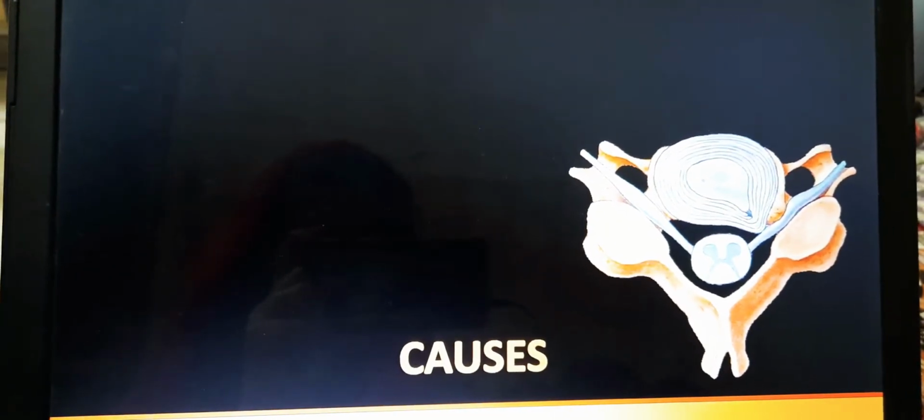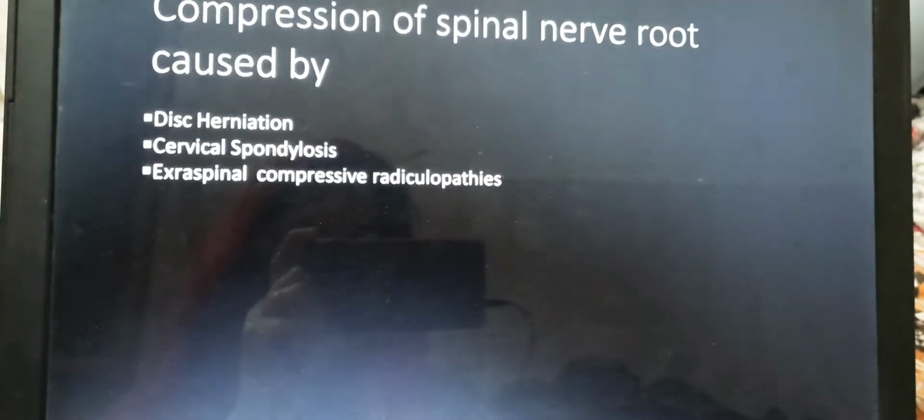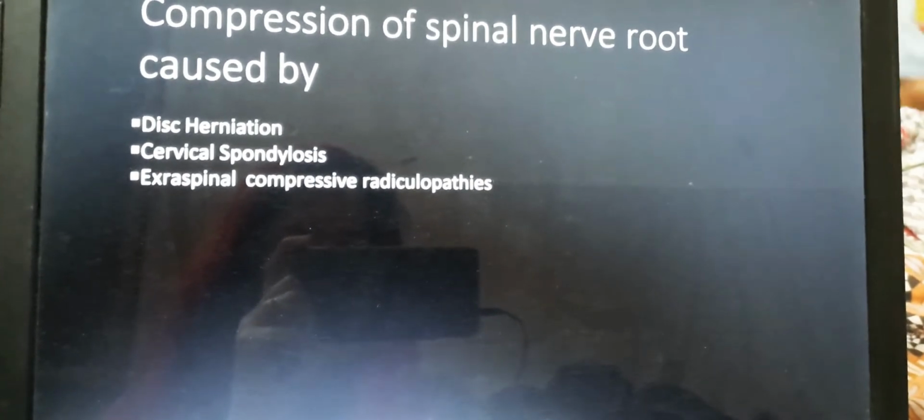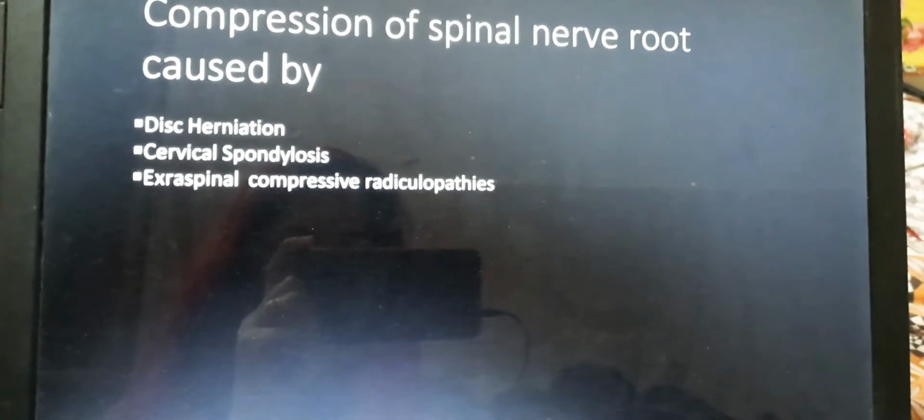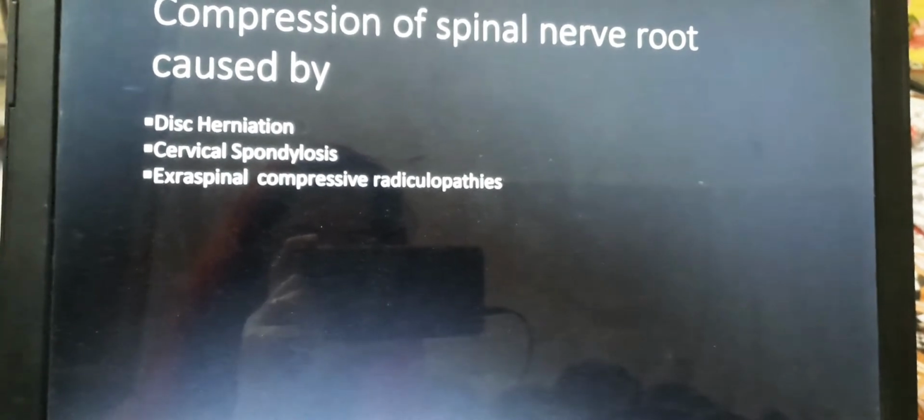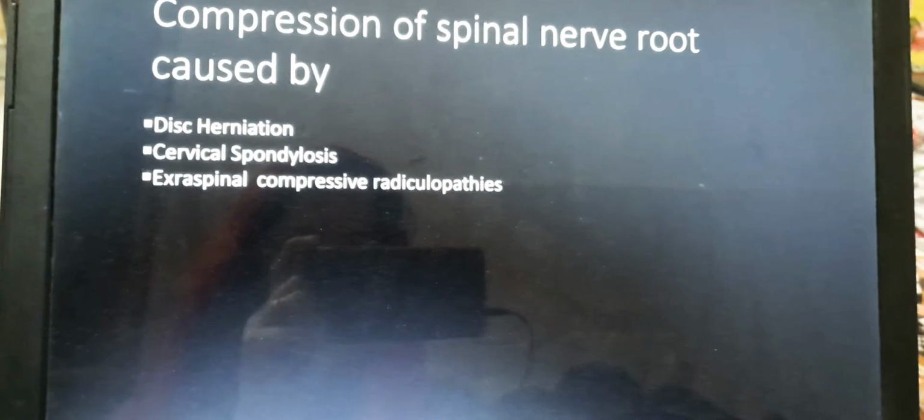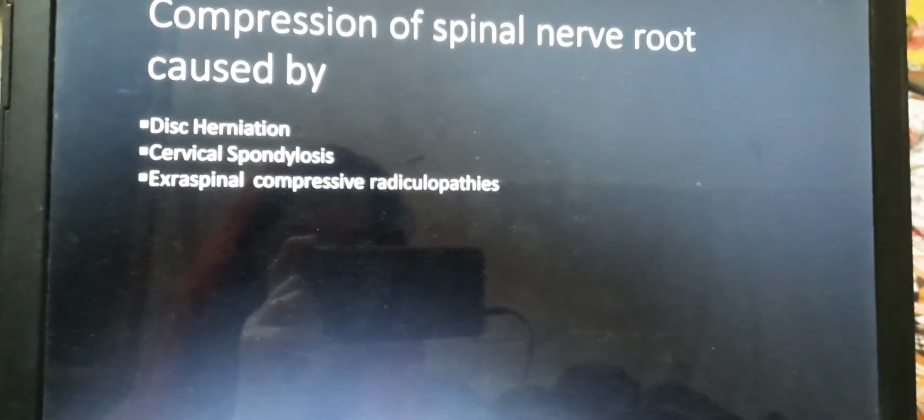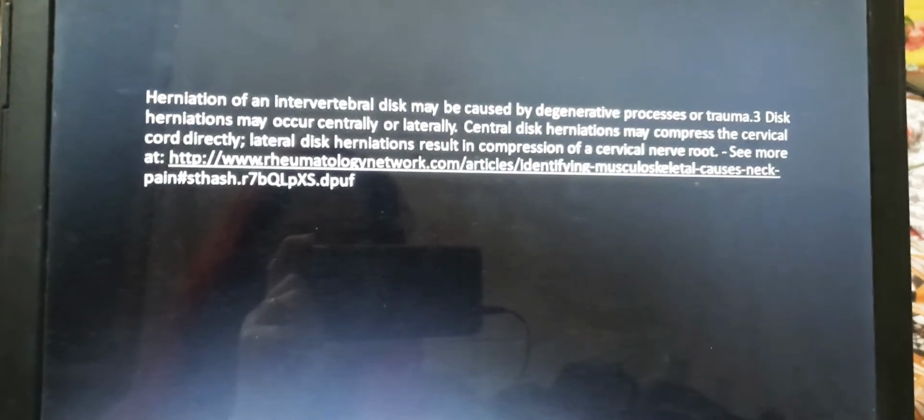What are the causes of cervical radiculopathy? Basically, it is caused by the compression of a spinal nerve root caused by disc herniation, cervical spondylosis, or extraspinal compressive radiculopathies. Most commonly, it is caused by herniation of the intervertebral disc, which may be caused by degenerative processes or trauma. It could be central or lateral.